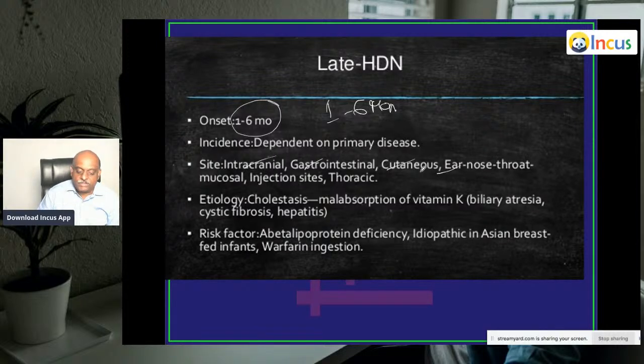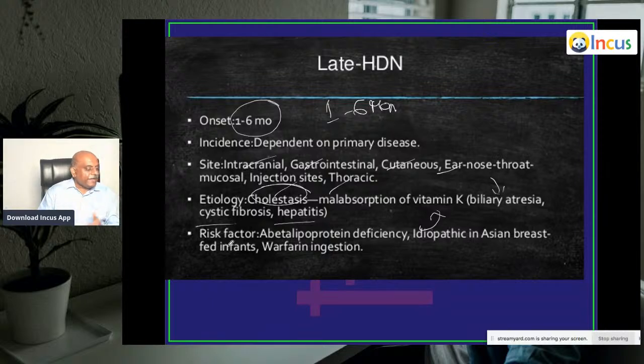Intracranial, GIT, cutaneous, ENT, injection site, thoracic, anywhere. Any cholestasis, where there's a malabsorption of the vitamin K, like biliary atresia, cystic fibrosis, hepatitis, can lead to it.